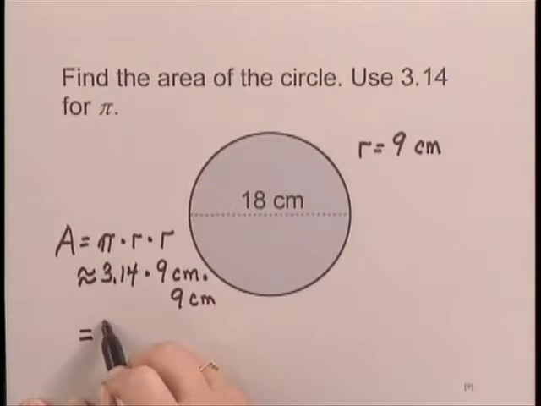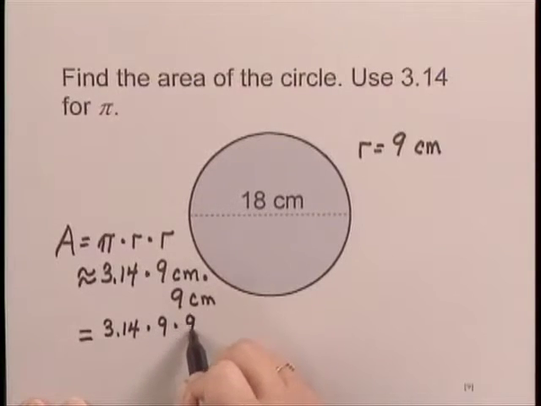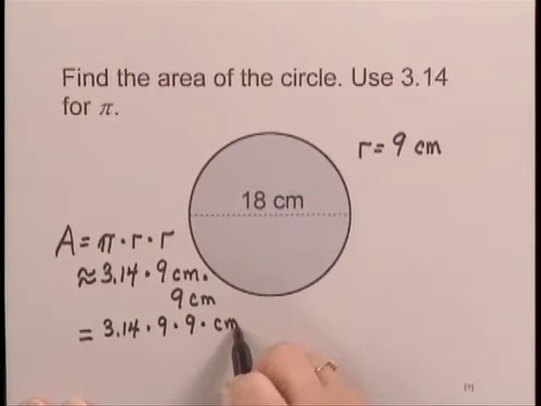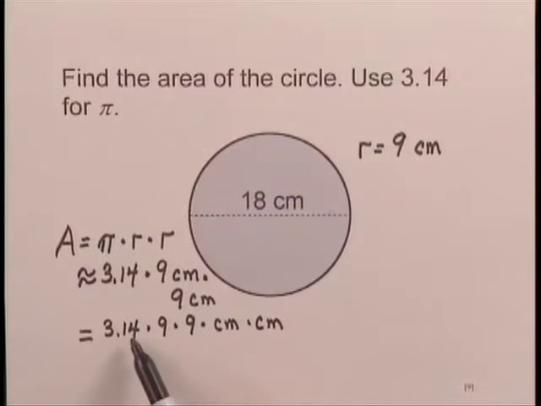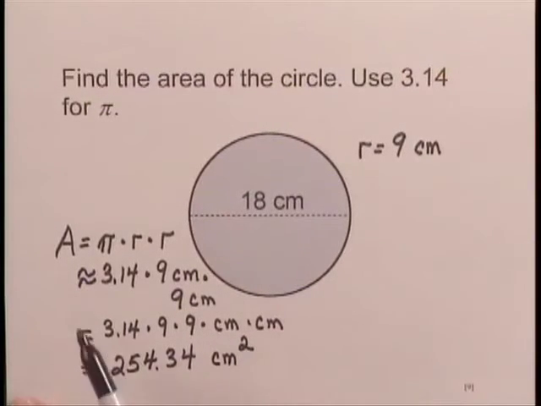Now this is equal to 3.14 times 9 times 9 times centimeters times centimeters. So I multiply 3.14 times 9 times 9. Carrying out that multiplication, I would get 254.34. And centimeters times centimeters we write as square centimeters. So the area of the circle is approximately 254.34 square centimeters.